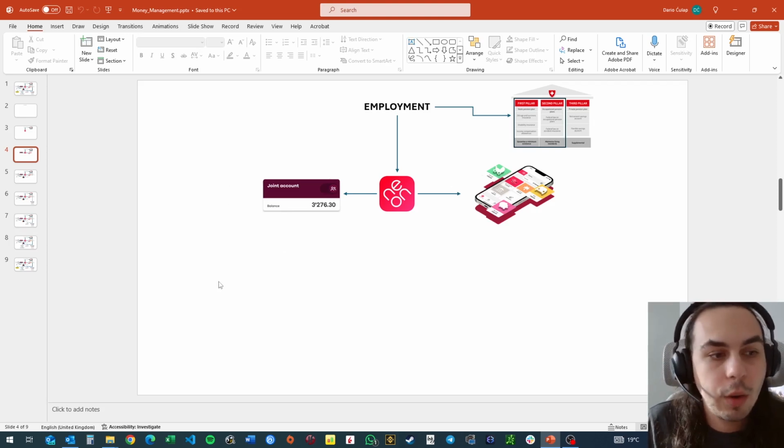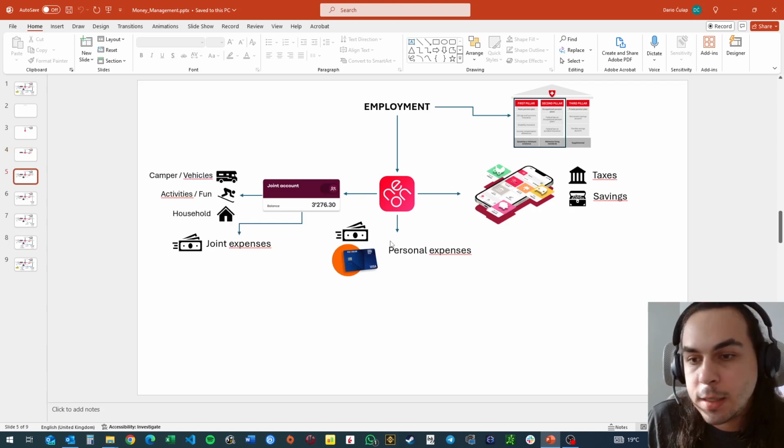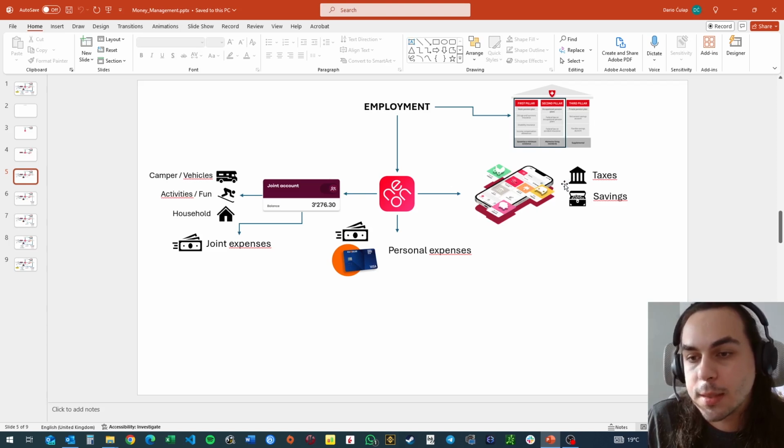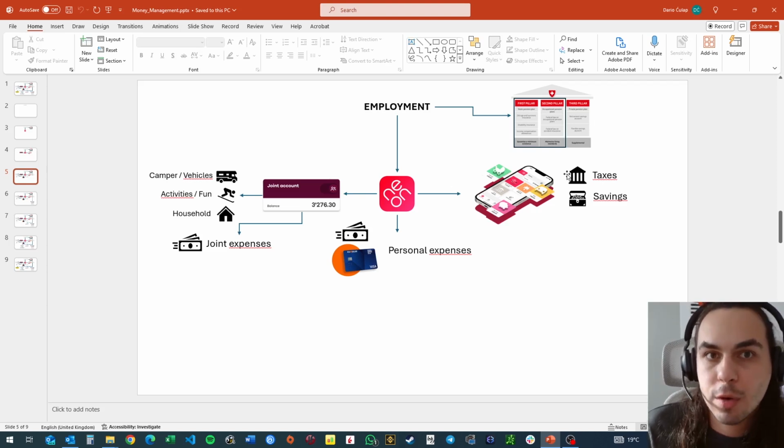When it comes to the savings, so when they go to savings, my savings are divided mainly into two categories: either taxes or savings. Taxes are money that I put aside to pay for taxes.